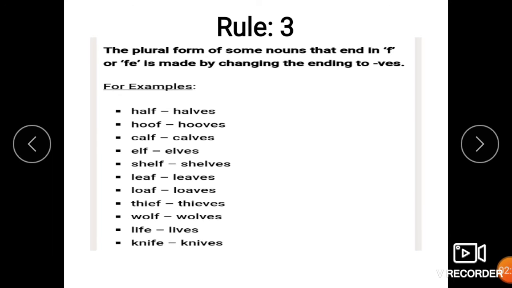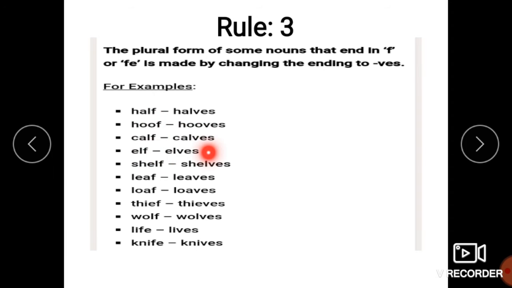And rule 3 is the plural form of some nouns that end in f or fe is made by changing the ending to ves. That means we change f or fe to ves. The f will vanish and we put ves in the place of f. For example, half, halves, hoof, hooves. Look at the sound, hoof, and the plural is hooves.